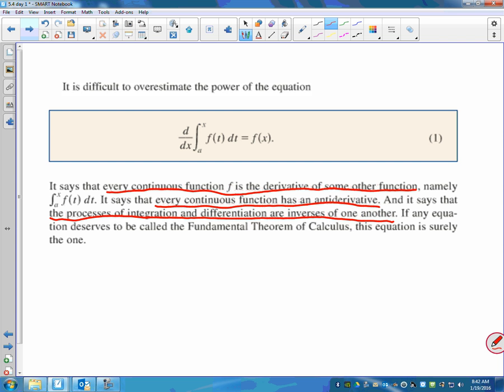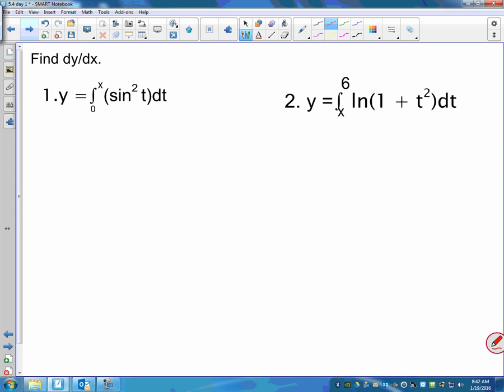So what we're going to do today isn't mind-blowing, but it's important to understand what this does, and it shows up on the AP test. So today the questions say find dy dx, the derivative, but notice these are all integrals.